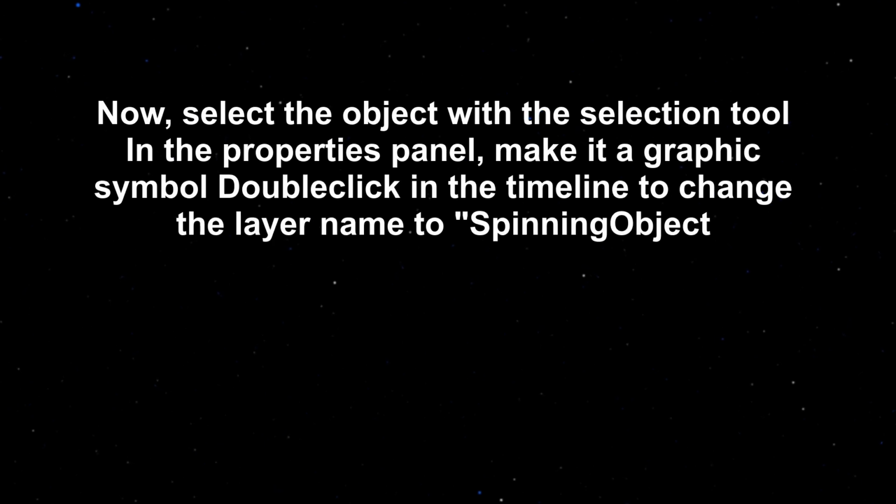Now, select the object with the Selection tool in the Properties panel. Make it a graphic symbol. Double-click in the timeline to change the layer name to Spinning Object.